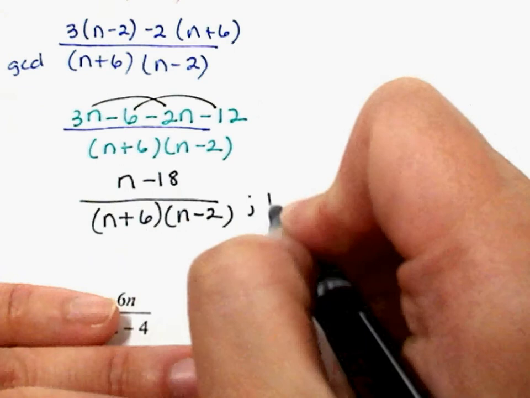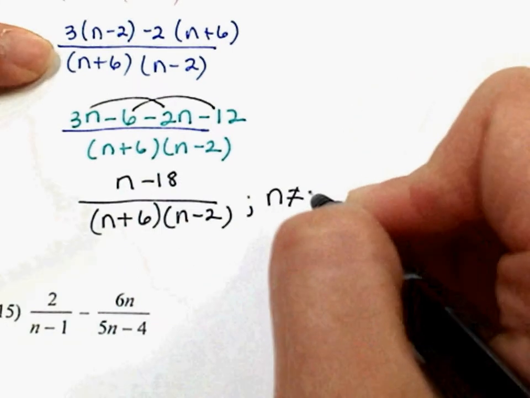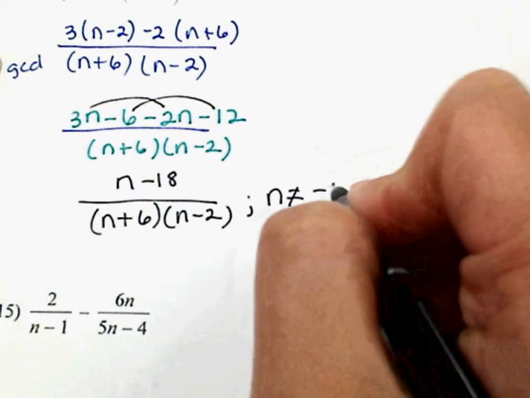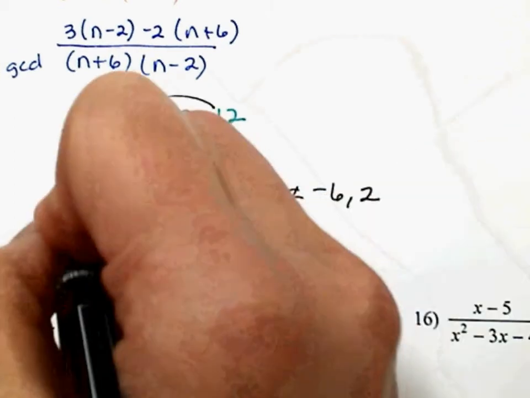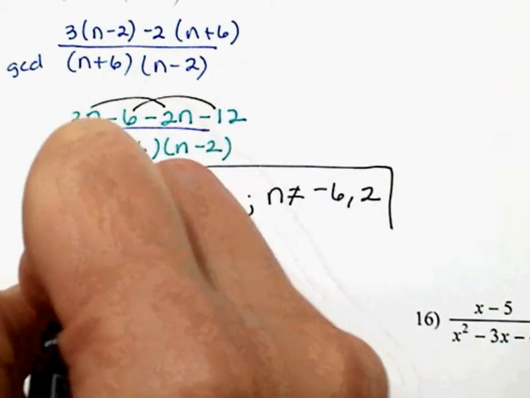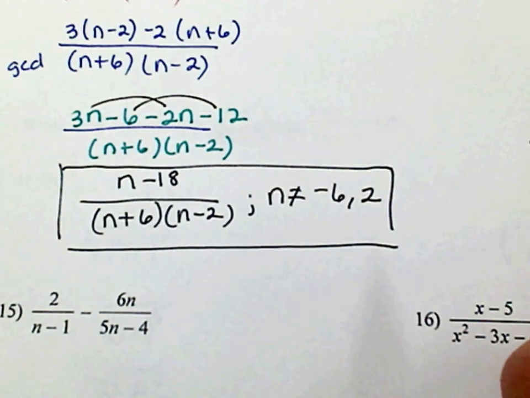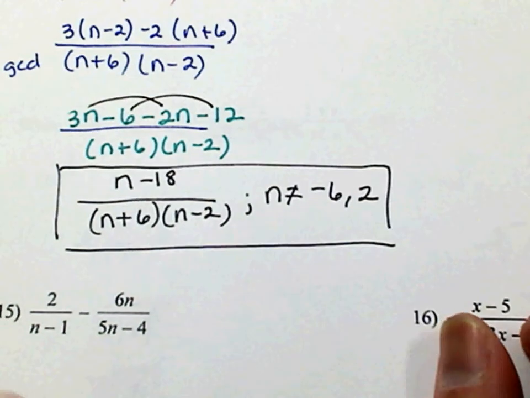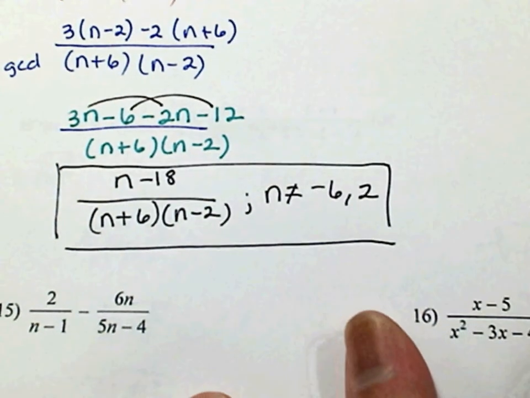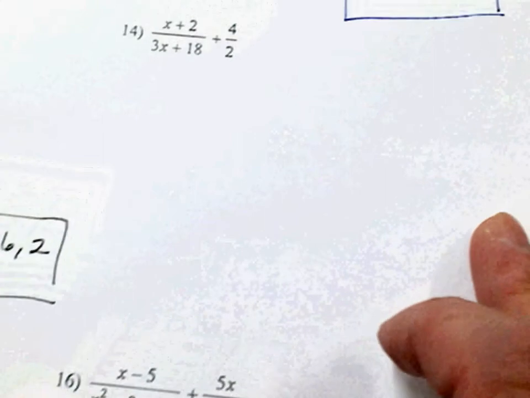What can n not be? Go to your GCD. Very good. Okay, so there you have that solution. That looks so good. I didn't know I could do that. Okay. Number 14. All right, let's go to 14. Here we go.